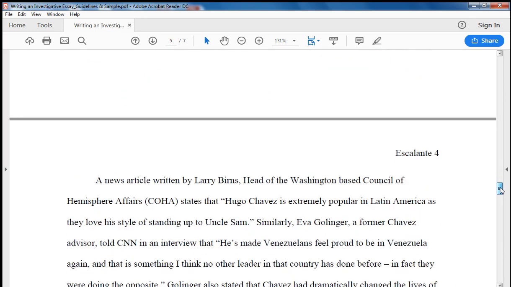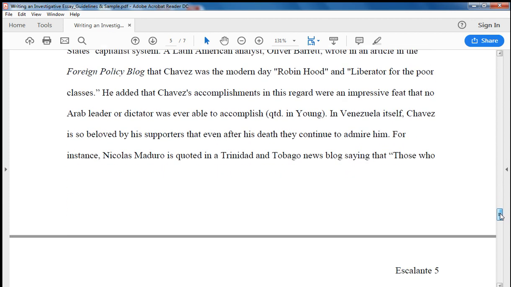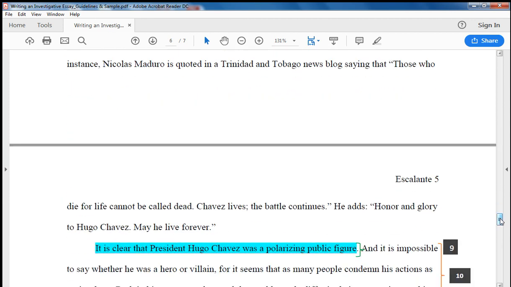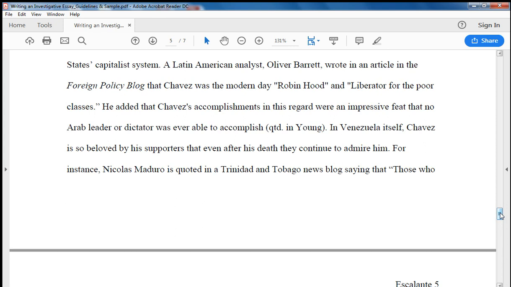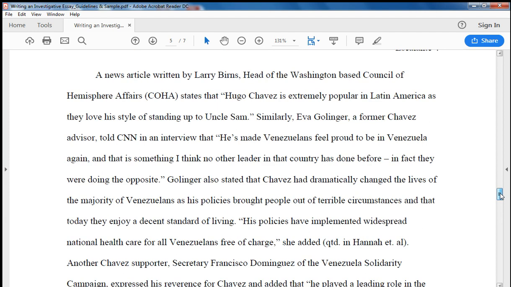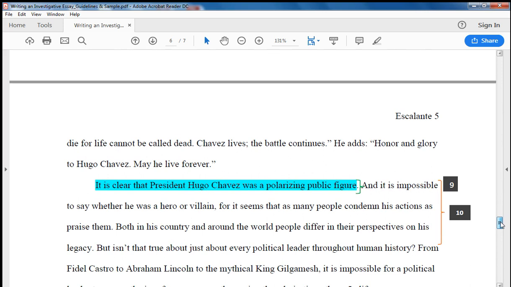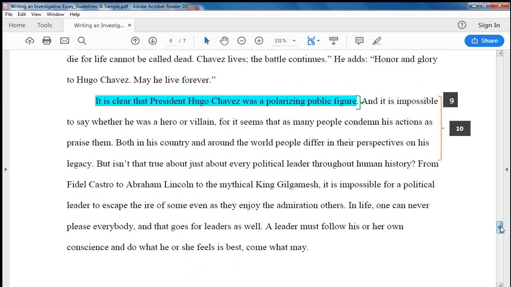Good. And so, of course, when we look at the other two body paragraphs, we'll see that she is dedicating those paragraphs to discussing the opinions of those who are in favor of Chavez. Good. And now we come to the conclusion of the essay. And again, another helpful signal she uses at the beginning of the concluding paragraph to indicate that she is about to wrap up.